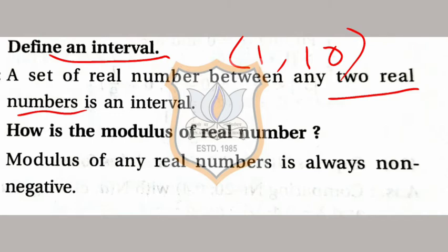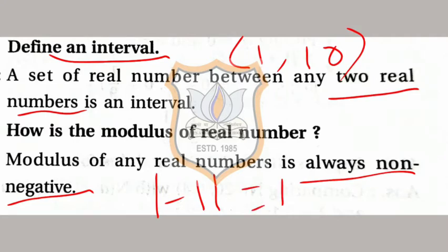Now, if you take any real number, it can be negative, positive, or 0. The modulus of a real number is always non-negative. Non-negative means positive. For example, if you take modulus of -1, it will be +1. Modulus of +1 will also be equal to 1. That means if we take the modulus of any real number, it will be non-negative. So this is the first definition which we should know, that is interval. Second is, what is the meaning of modulus?